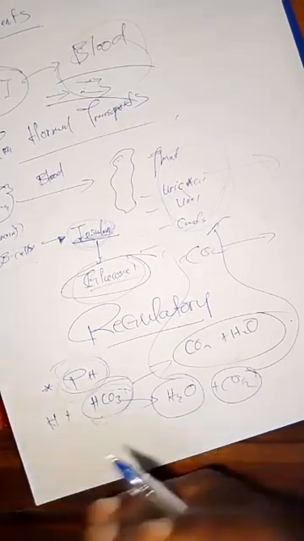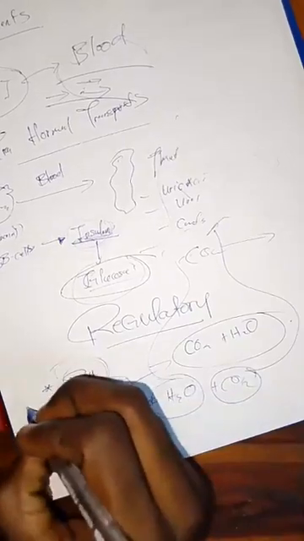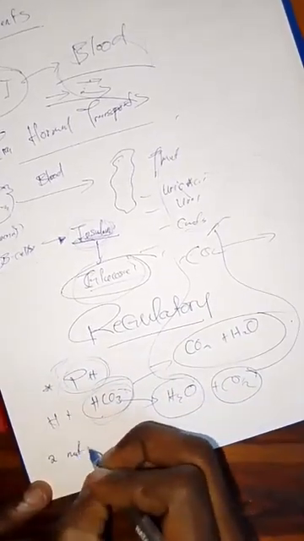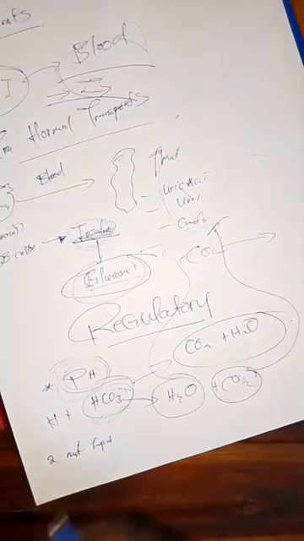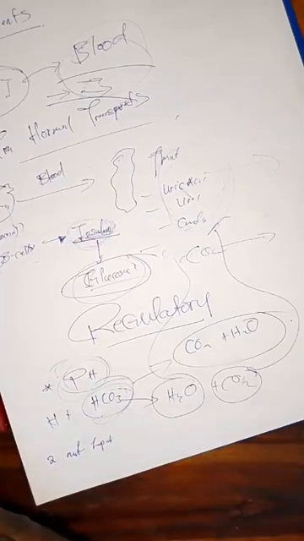Then also it helps in the maintenance under regulatory functions. We also have the maintenance of temperature. We know that the blood helps in the distribution of heat that is being generated by the active tissues in the body.